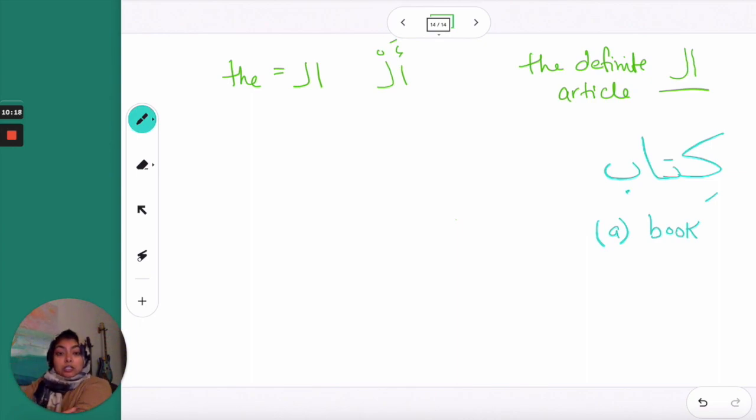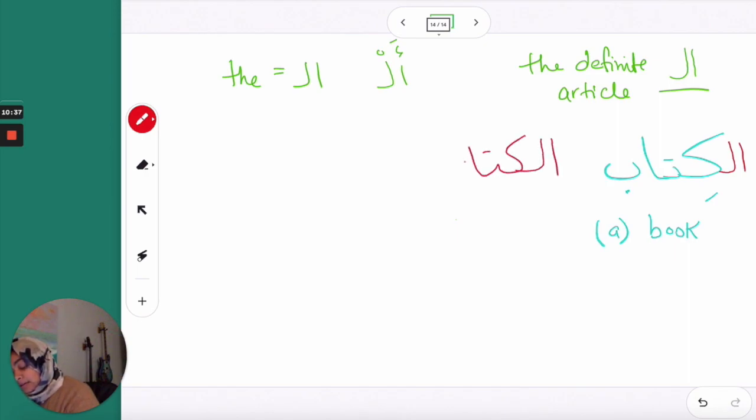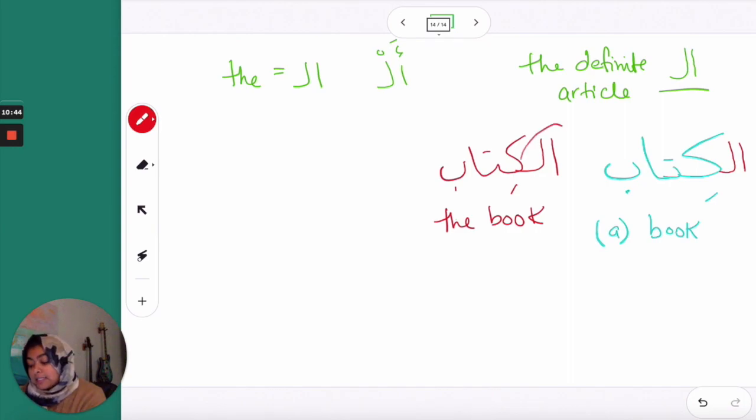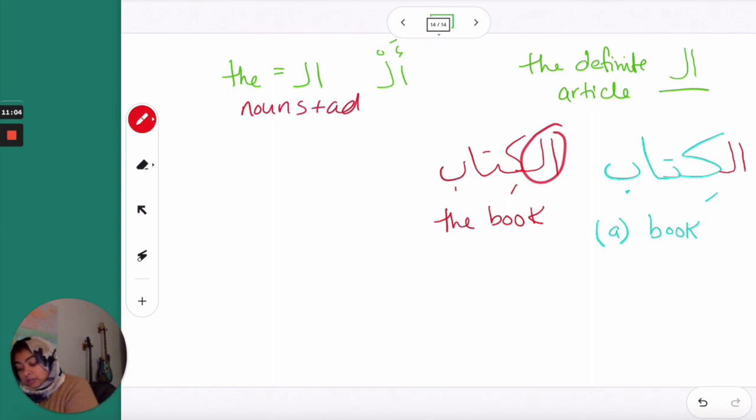Now, when you add the definite article to the beginning of a word, it changes the meaning. So if we take the same word and we add an alif lam to the beginning, al-kitab. If you write it out, you would write it like this, al-kitab. Now it means the book. So this al attached to the beginning of that noun makes it the. And the definite article can only be used on nouns and adjectives. You'll never see the definite article on a verb or on a preposition.